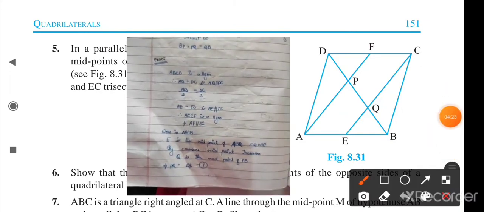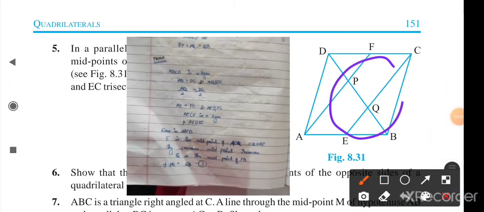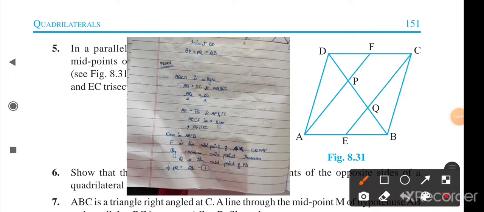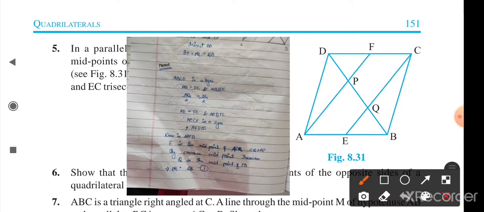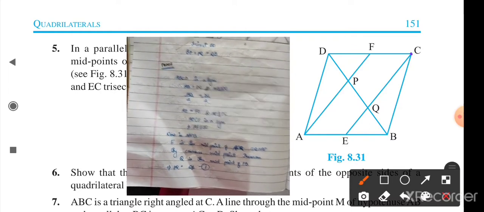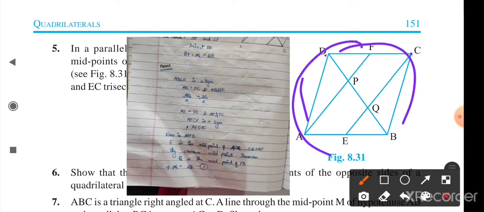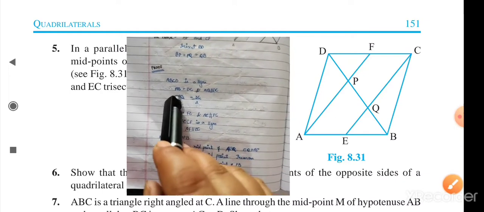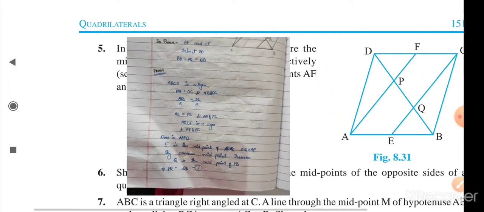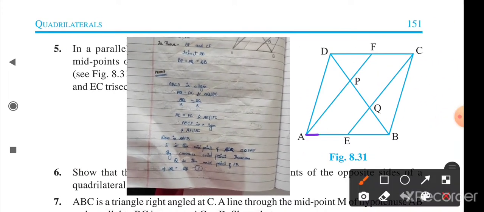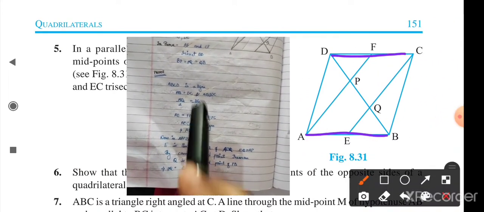Whatever I have told you in this parallelogram, I have just written here. You can see that ABCD is a parallelogram. So in this parallelogram, what we have done, see that AB is equal to DC. This AB side is parallel to DC and this is equal to DC also.